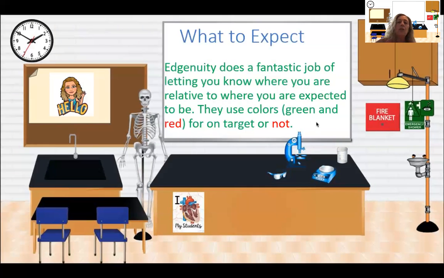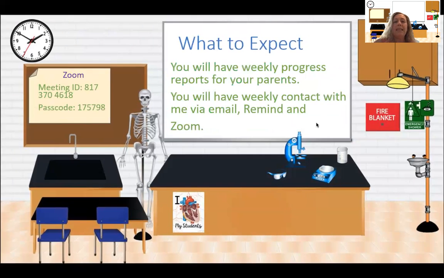Okay, now Edgenuity does a fantastic job of letting you know where you're at relative to where you are expected to be. And they use colors. Generally, they're green and red. That shows you what percentage you have got covered and what percentage you need to do to get up to speed. That's important. That goes along with the pacing guide.